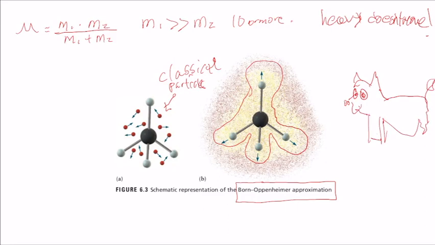Okay, so what we have here is a classical pig. And now imagine a cloud of flies flying around it. These flies adjust very quickly to the position of the pig. So in a sense, we don't need to worry where all the flies are. We know that if the pig moves from one spot to the next spot, the cloud of flies will follow it. So the same thing with the Born-Oppenheimer approximation.